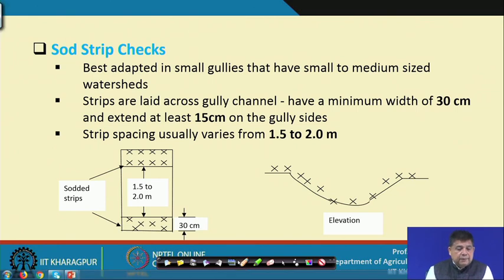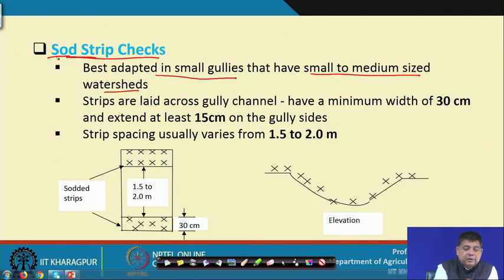Then the other measure is where again sods are used, and this time the measure is called sod strip checks. These are best adopted in small gullies that have small to medium sized watersheds. The name itself suggests that we use sod strips as checks. Strips are laid across the gully channel having a minimum width of 30 centimeters and extending at least 15 centimeters on the gully sides.